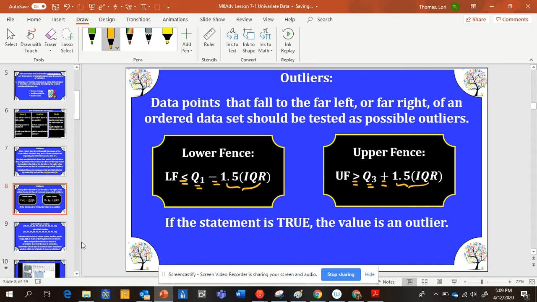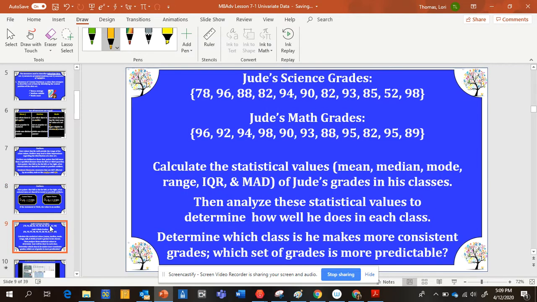Once you plug all these values in and you do your order of operations, if your statement is true, that number that you plugged in for here is indeed an outlier. Same for here. If you get a true statement, it's an outlier. If you get a false statement, that number is not an outlier.